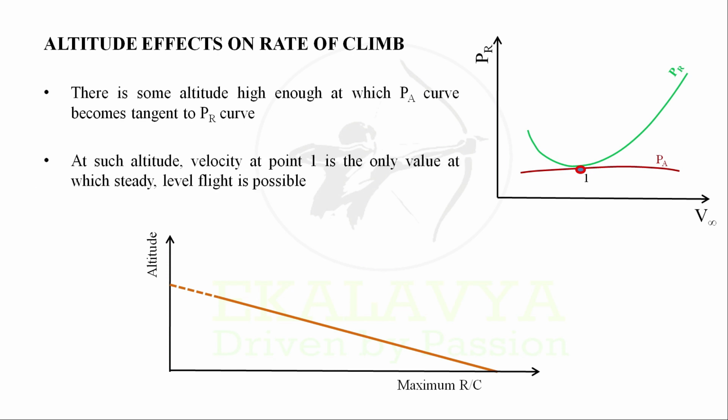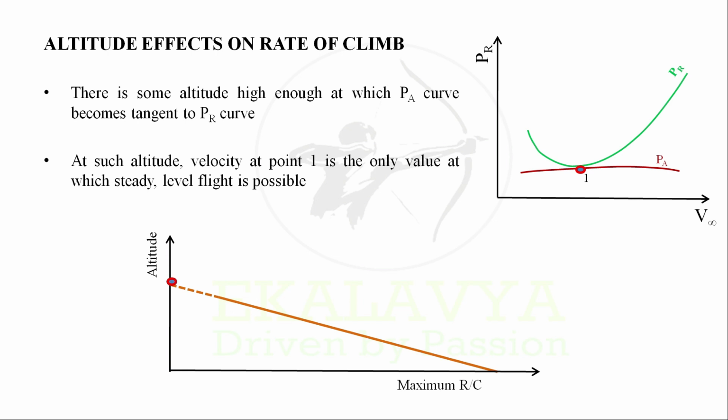At such altitude, velocity at point 1 is the only value at which steady level flight is possible. For example, let us say the velocity at point 1 is 200 km per hour. If we try to go at 201 km per hour, the flight won't be possible, because after this particular point, if we try to increase the velocity, the power required is more than the power available. If we try to reduce also, it's the same thing. If we try to go at 199 km per hour speed, again the same thing will happen. The power required will be greater than the power available.